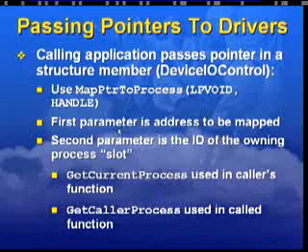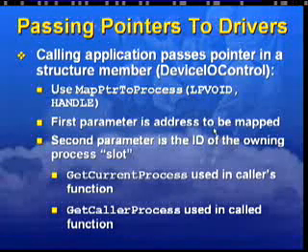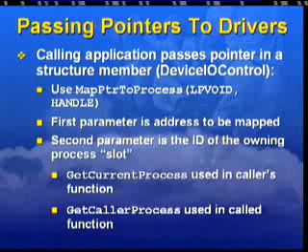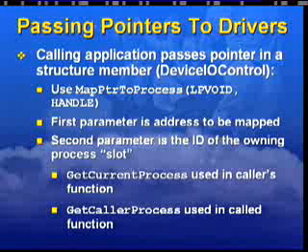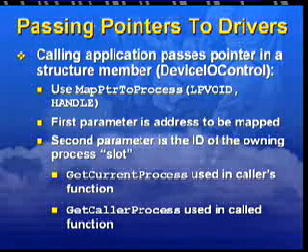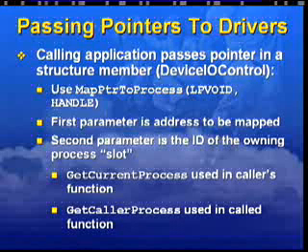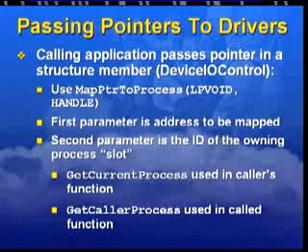So what you do to get around this is use a function called MapPointerToProcess. The first parameter is the address that needs to be mapped, and the second parameter is the ID of the owning process slot. What that means is that this is the ID of the process that actually owns that pointer, where it exists. Now there are two ways you can get this information. You could obtain it with GetCurrentProcess or GetCallerProcess.